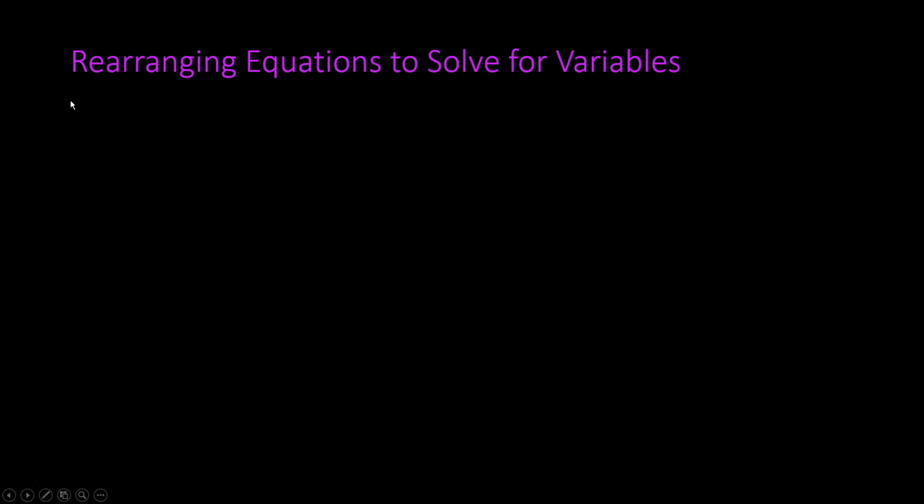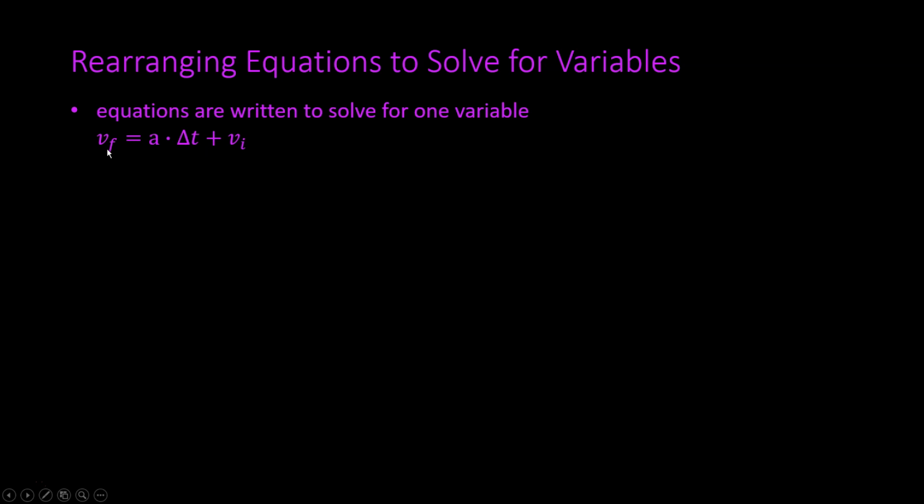Hello, in this podcast we're going to learn how to rearrange equations to solve for variables. This is a very important technique because equations are written to solve for one variable, such as the final velocity is equal to the acceleration times the elapsed time plus the initial velocity.